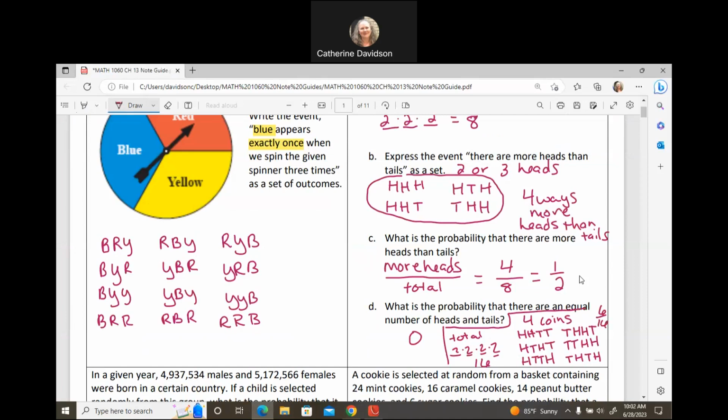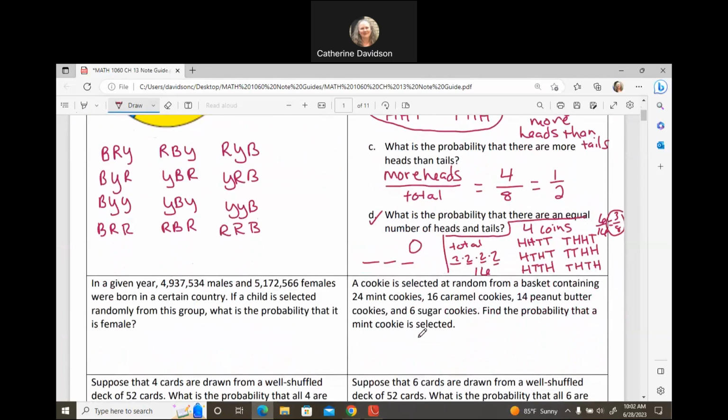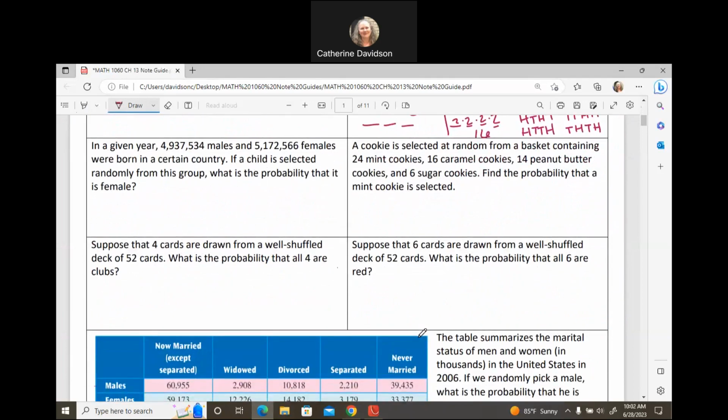So the probability there are equal number of heads and tails for this problem would be 6 over 16, which reduced to 3 over 8. So this had a 3 over 8 possibility of equal number of heads and tails. But the problem that we had, it was 0 because there are 3 coins. How are you supposed to get equal number of heads and tails? So depending on which problem they give you, the answers may be different. But you can have 0 probability. It is possible. Probabilities run between 0 and 1. Most of the time, you don't get 0 or 1. You have some fraction or decimal.